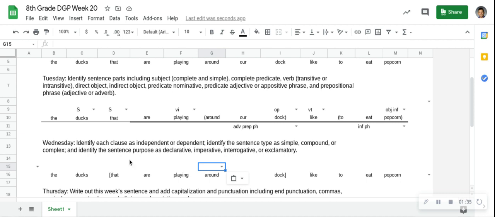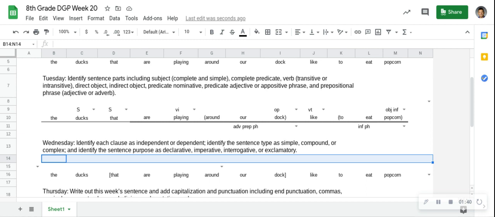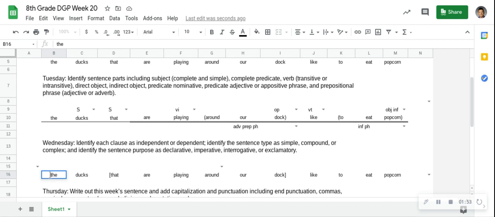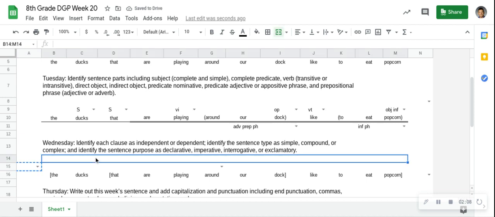All right. Now, above the entire clause, you will need to have one big box above, because the ducks, what are the ducks doing? The ducks, so they are playing around our dock, the ducks like to eat popcorn. Okay, so that is the other clause. So to help yourself out, I would copy and paste that above the box we just merged together.